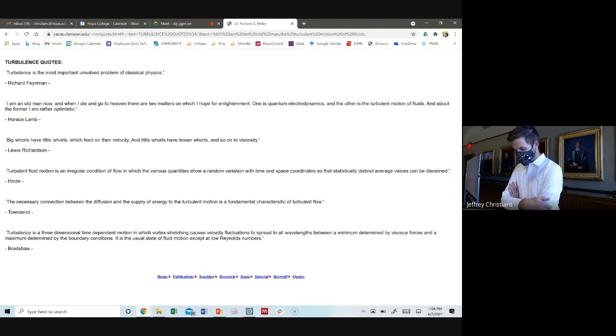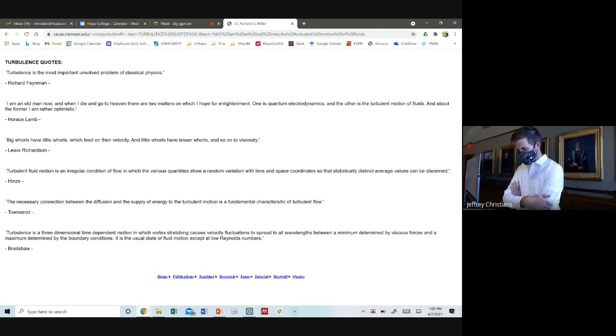Horace Lamb, I like this one: I'm an old man now, and when I die and go to heaven, there are two matters on which I hope for enlightenment. One is quantum electrodynamics, and the other is turbulent motion of fluids. And about the former, I am rather optimistic. But turbulence, there's no hope.